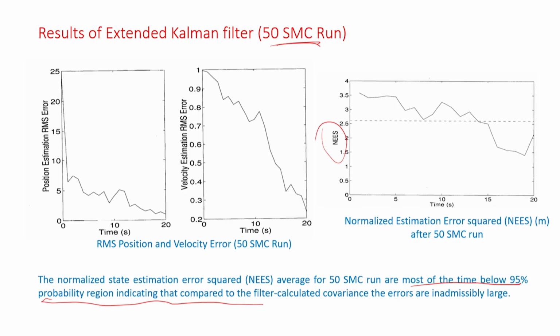If it is holding its Gaussian property, then it will be chi-square distributed. If it is chi-square distributed, then taking your alpha equal to 0.05, it has to be within the 95% probability region all the time.